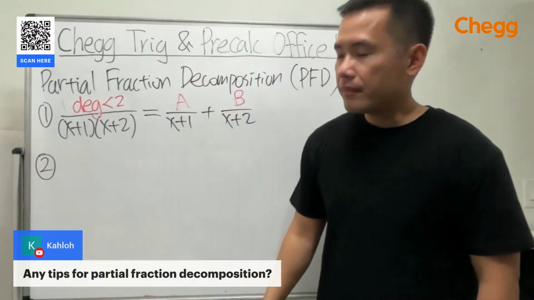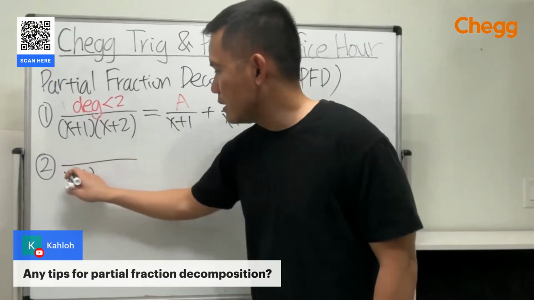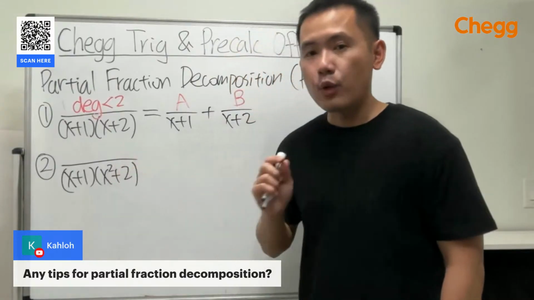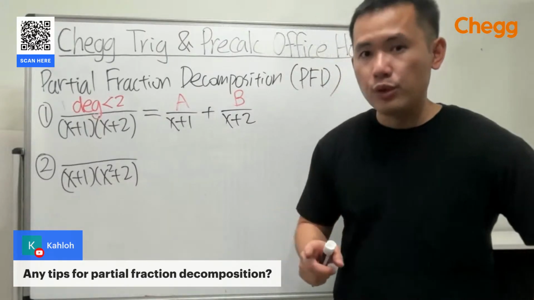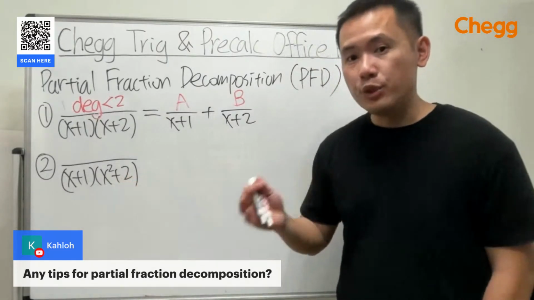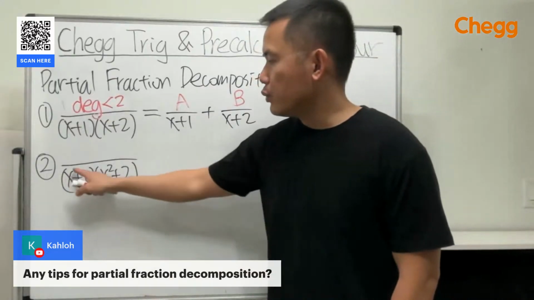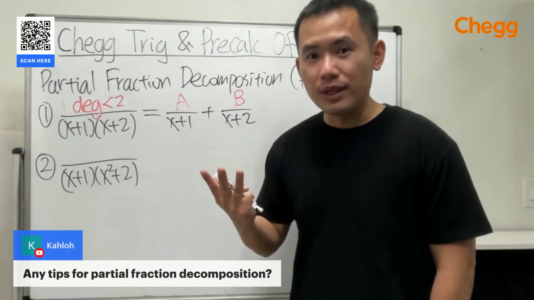Here, let's say we have this x plus 1 times x squared plus 2. Now we have a quadratic factor. And this right here, it's not factorable with real numbers. So that's what I mean by irreducible with real numbers. Degree is 1, degree is 2. You add the powers, degree is 3 on the bottom.